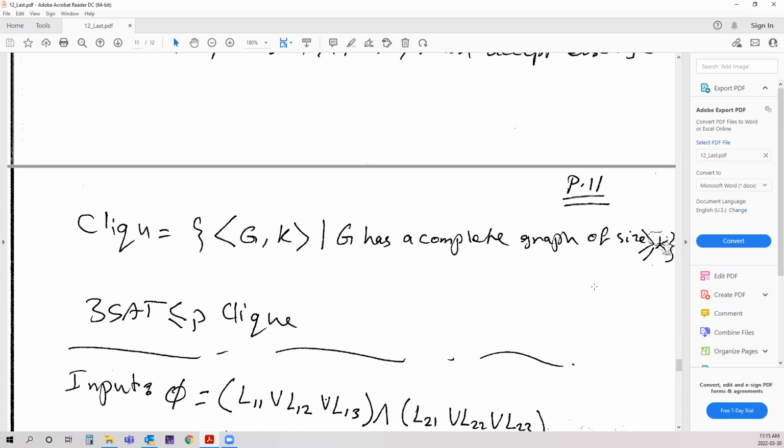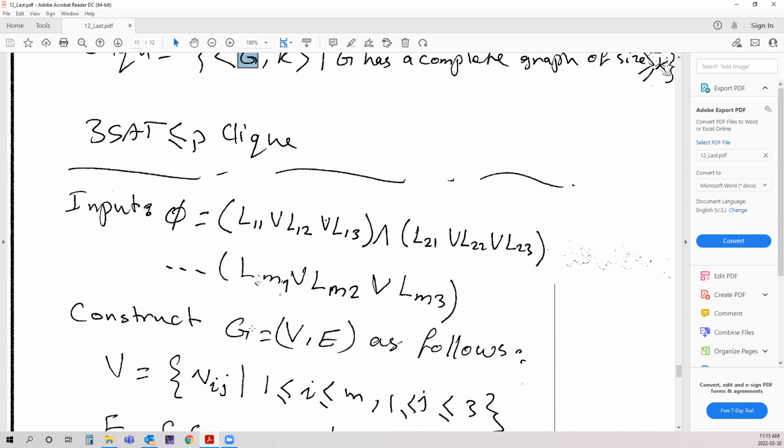And we talk about the problem CLIQUE in the handout. So CLIQUE would be a graph G and K. G has a computable graph of size K. So K is the size and G is a graph. 3-SAT could be reduced to CLIQUE.